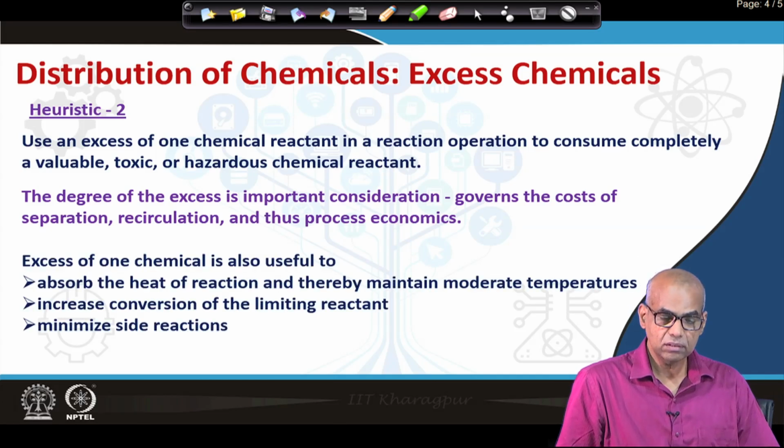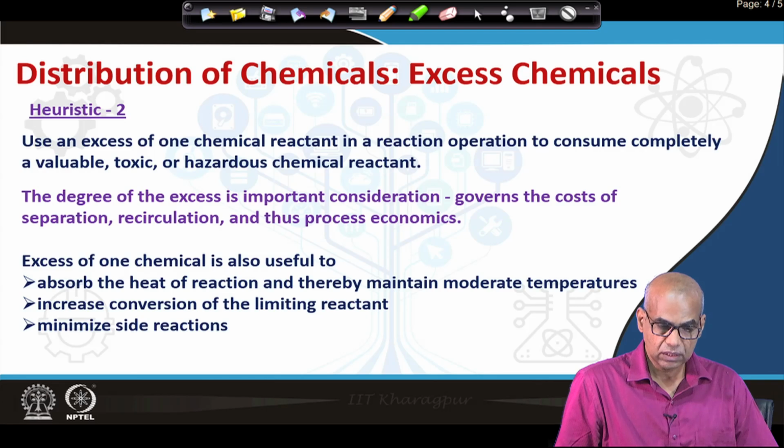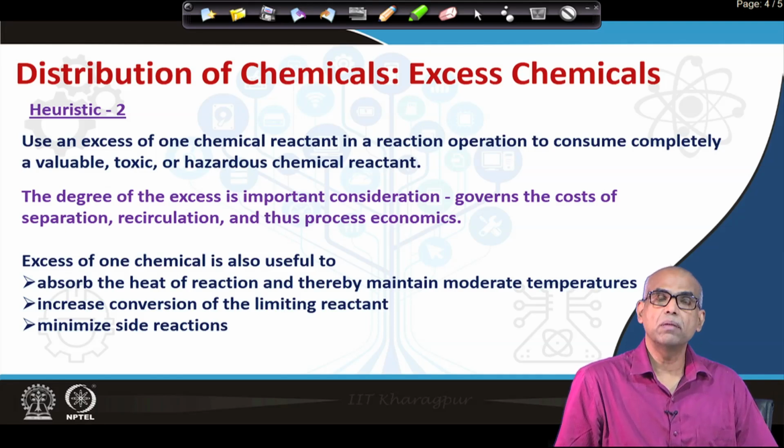Excess of one chemical will also be useful to absorb the heat of reaction and thereby maintain moderate temperatures. So, maintaining moderate temperature can be done by absorbing heat of reaction when you take excess amount of one chemical. Excess of one chemical will also be useful to increase conversion of the limiting reactant and also to minimize side reactions.